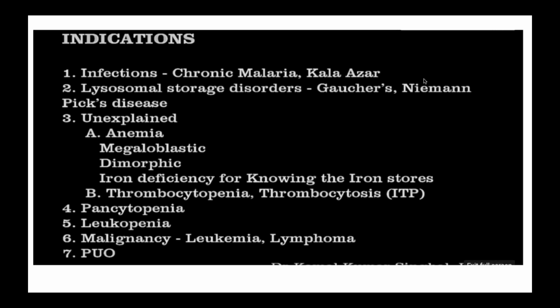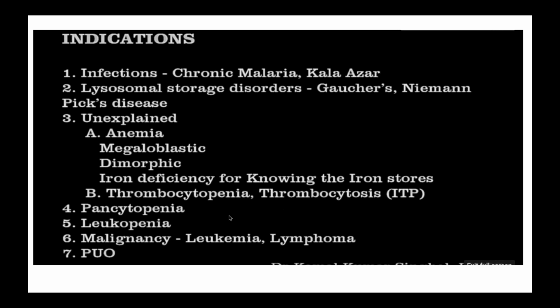Okay, we do a complete hemogram with peripheral blood film. And despite all the other investigations, if no clue is obtained, so that is called unexplained anemia, we can do this bone marrow aspiration. Even for iron deficiency anemia, we might do it for knowing the iron stores in the bone marrow.